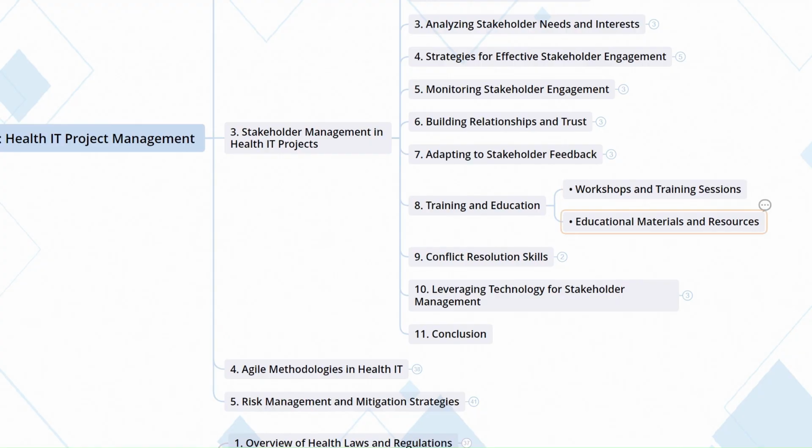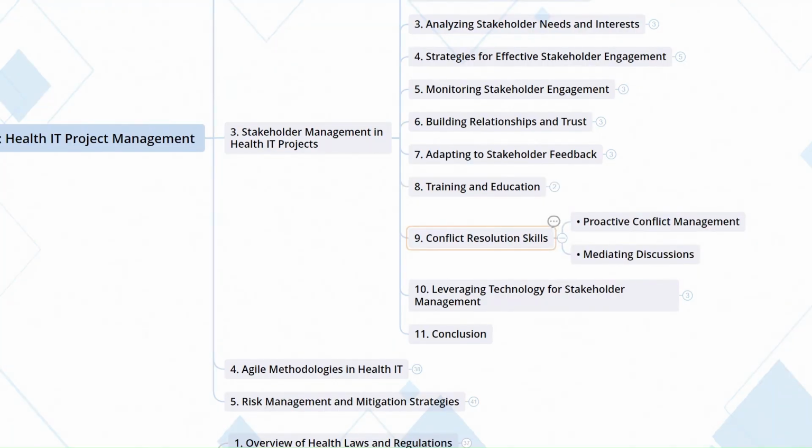Next, educational materials and resources. Distributing user manuals, quick reference guides, or online resources helps empower stakeholders and ensures they have access to necessary information as they engage with new systems or processes.